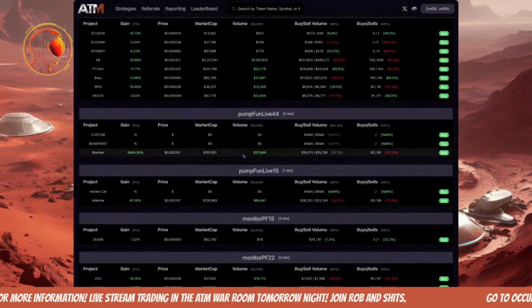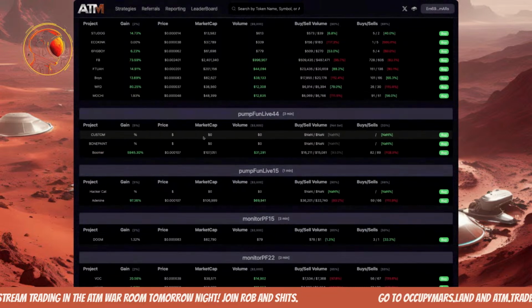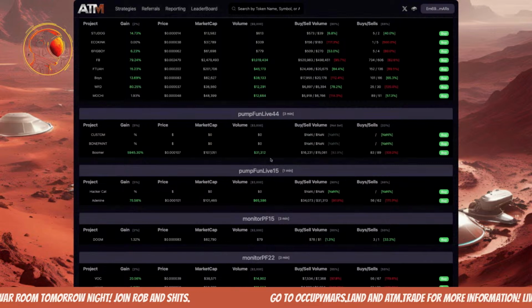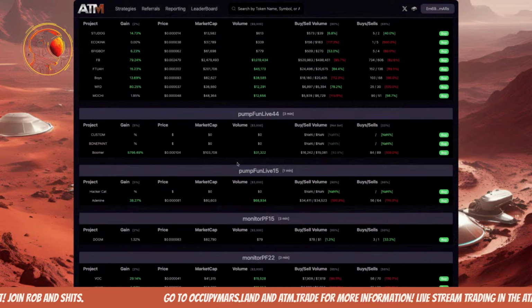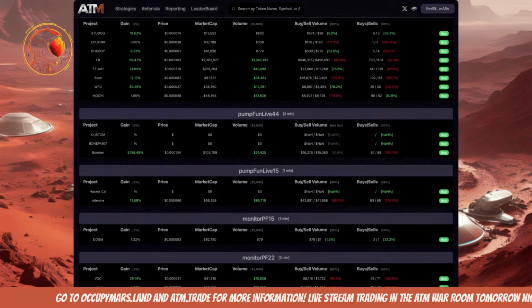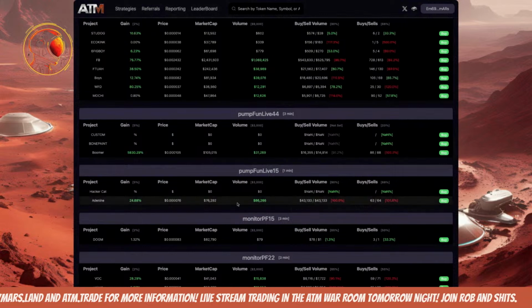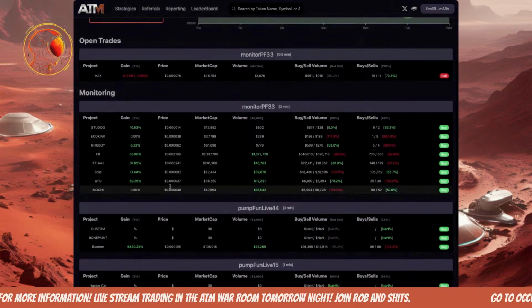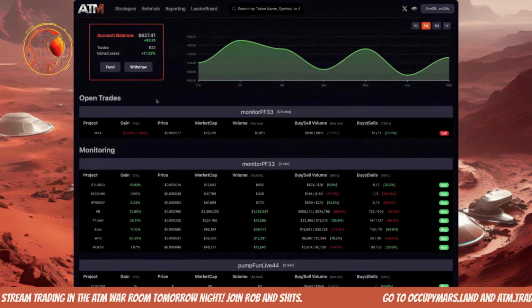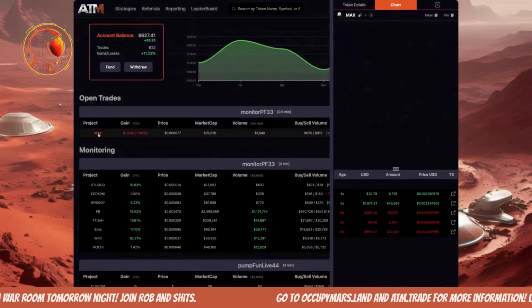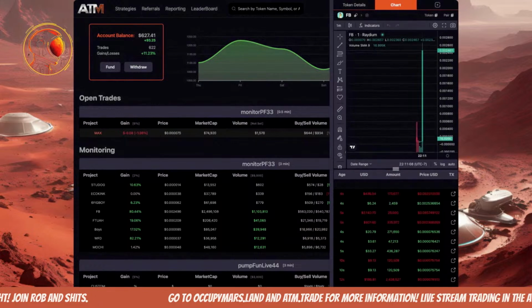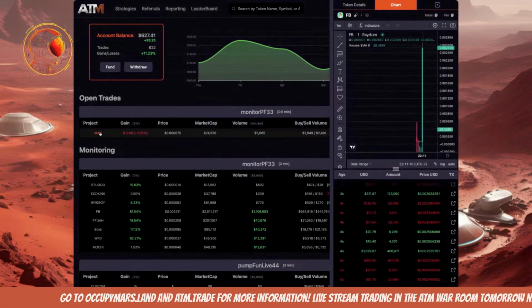Different strategies that are in here. Some of these have been sitting around for a long time and don't really have any volume, but they have a timer on them on the monitor. Once they hit a certain amount of time, they'll drop automatically. But that's basically it. It sits here and looks to see what it is that it's going to do.